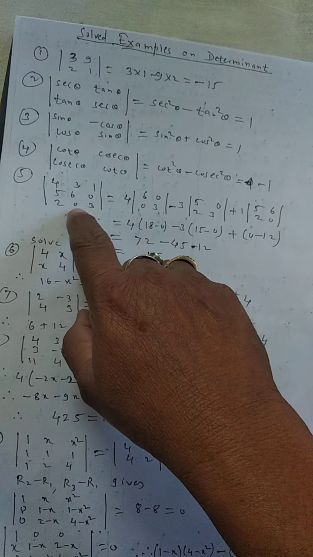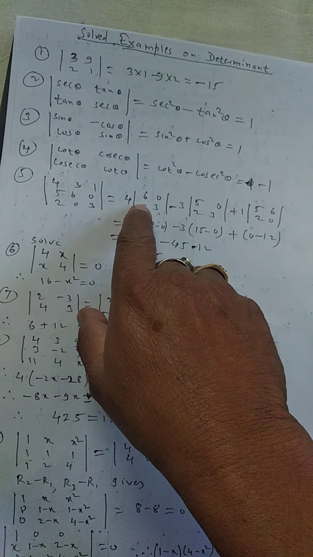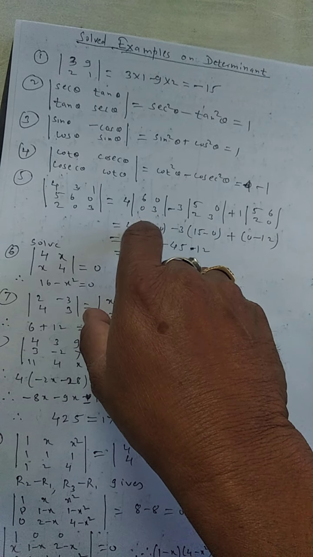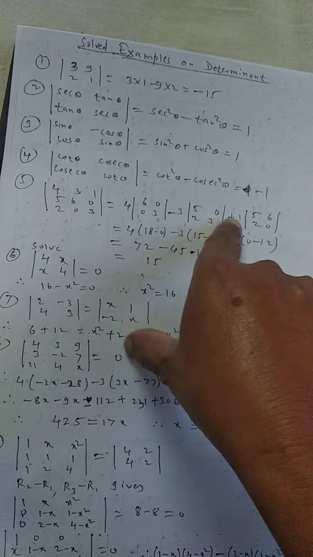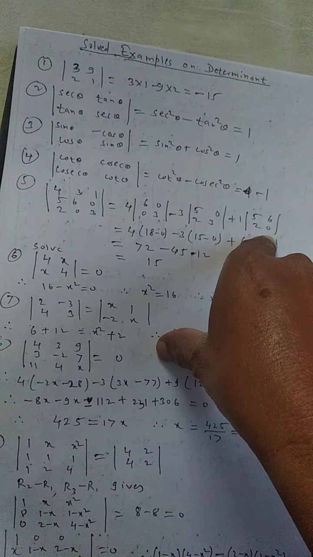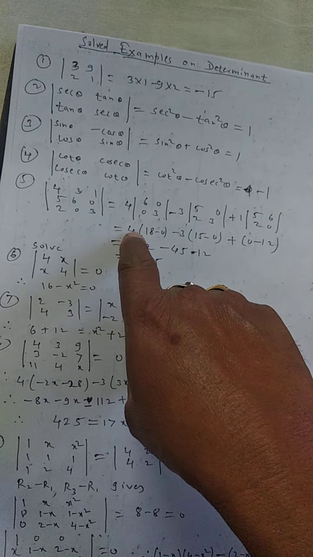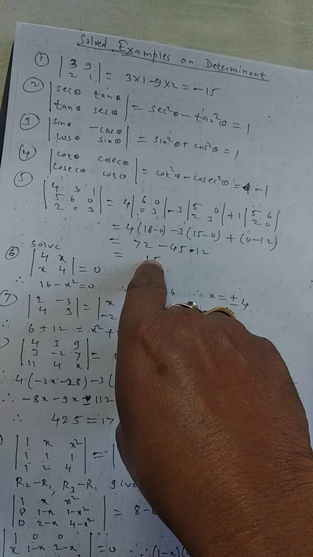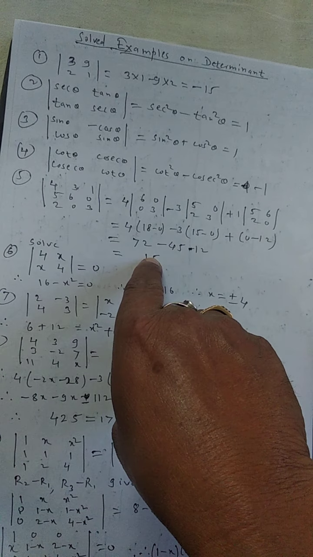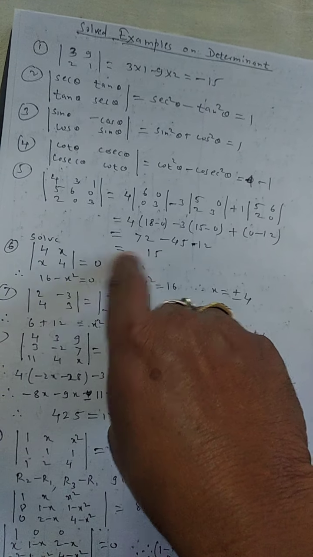Then a third order determinant: 4 3 1, 5 6 0, 2 0 3. 4 into (6·3 minus 0), minus 3 into (5·3 minus 0), plus 1 into (5·0 minus 6·2), and you know how to find its answer. At the last we get the answer as 15.